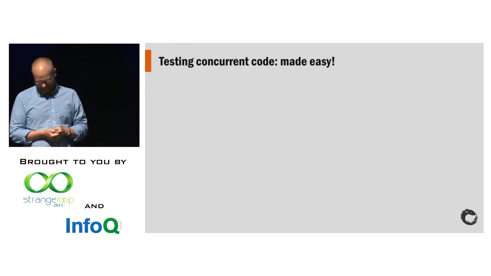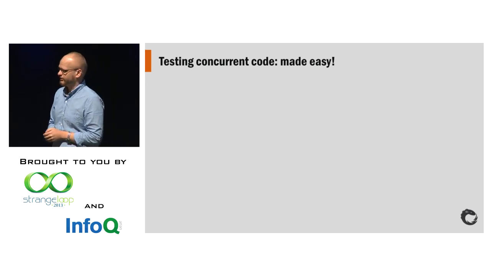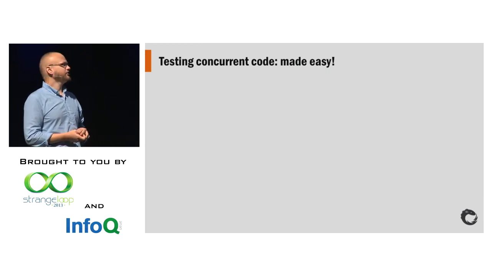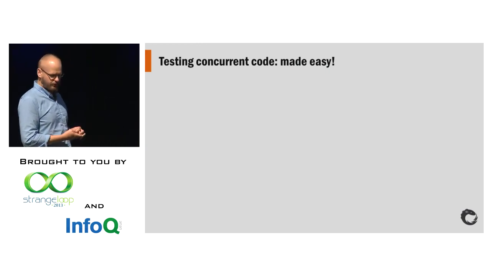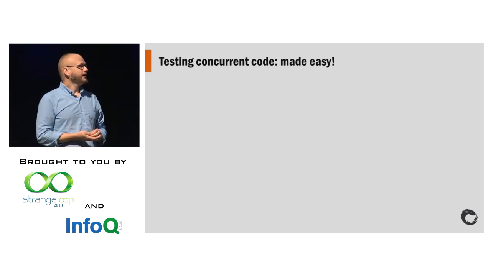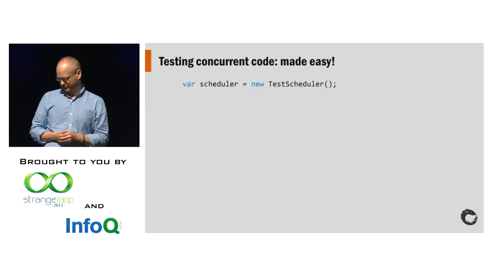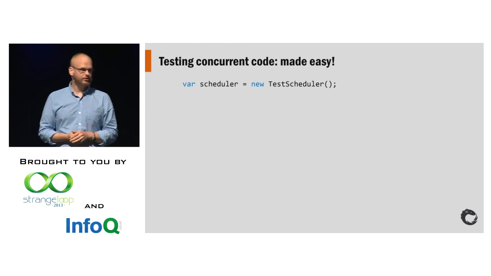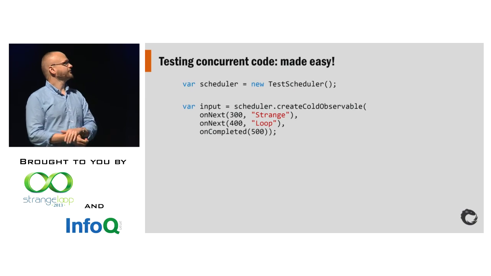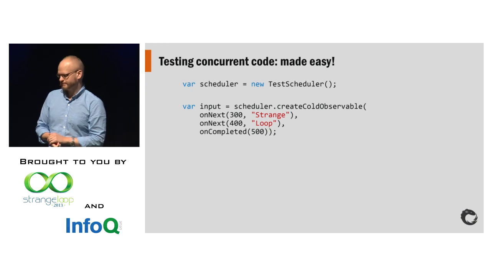Now testing is, well, let's see. Asynchronous programming is really hard in itself, but testing it's even worse. So how do we actually fix that? Well, we have a notion of virtual time. And with virtual time, we can actually fake out what time it is at any point. And so we have a historical scheduler where you can replay data, but we also have a test scheduler. And that test scheduler then will allow us to create observables. For example, here at 300 milliseconds, "strange", 400 milliseconds, "loop", and then at 500 milliseconds we're done.